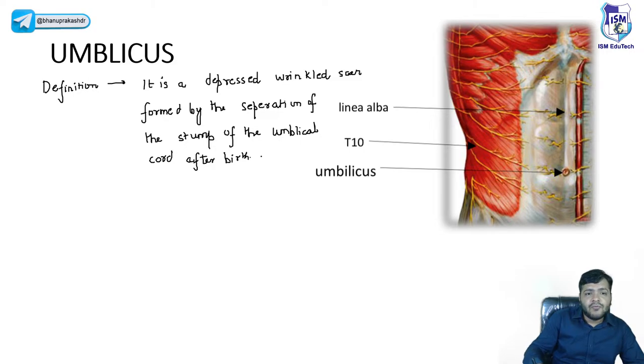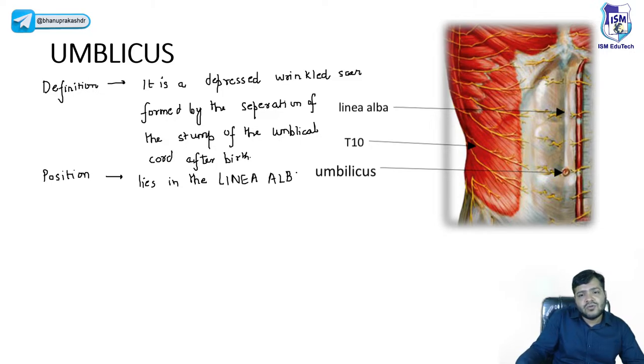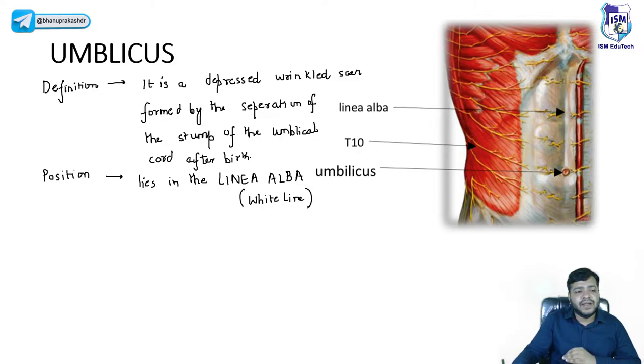Now, what is the position of the umbilicus, guys? You should remember, it is lying in the linea alba. Linea alba, again a favorite viva question. I will be discussing it tomorrow, but you should remember it is actually the white line. When we say alba, it is the white line that is present in the midline of the stomach.